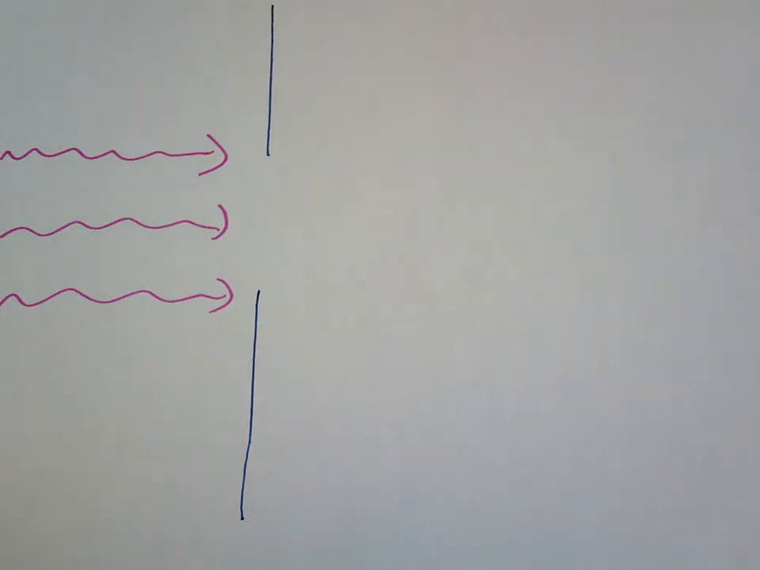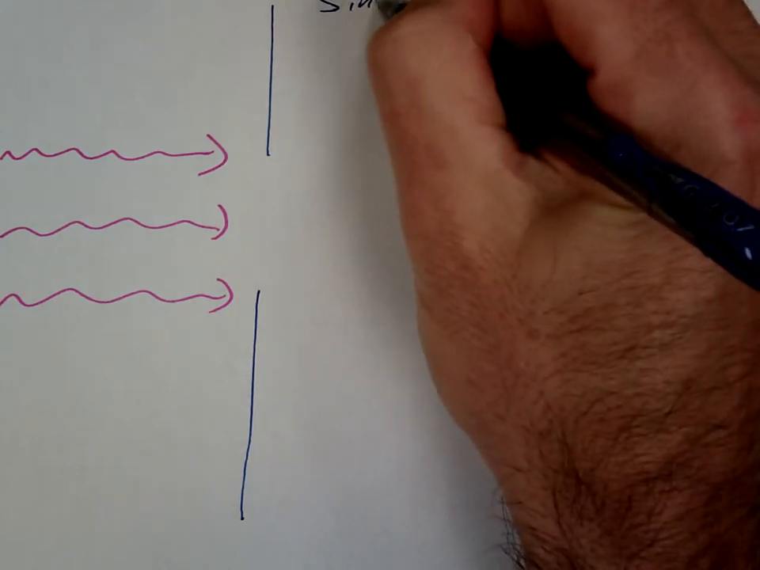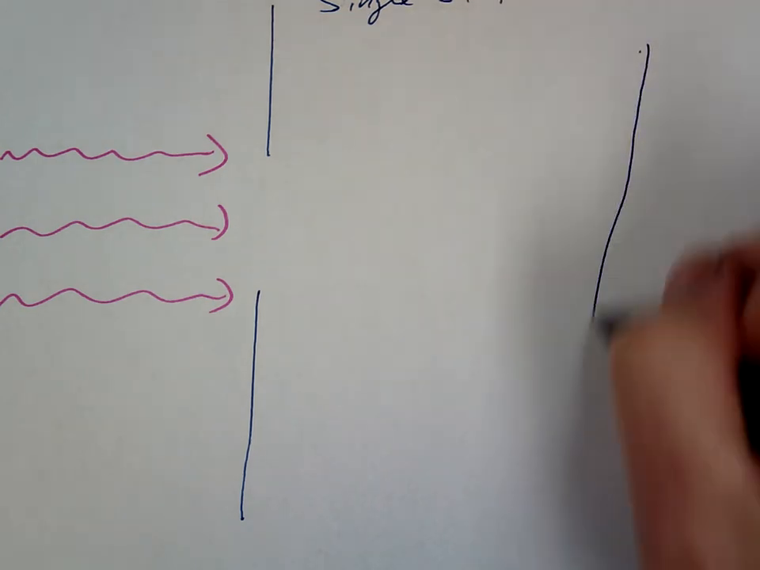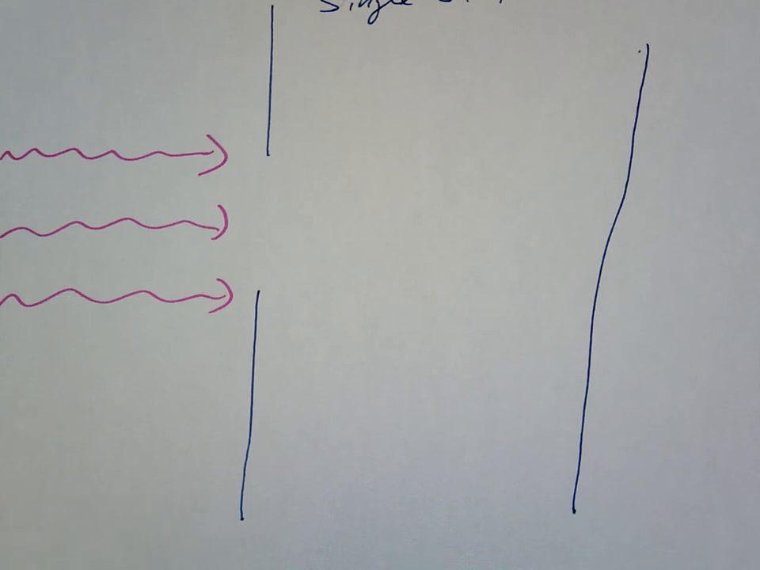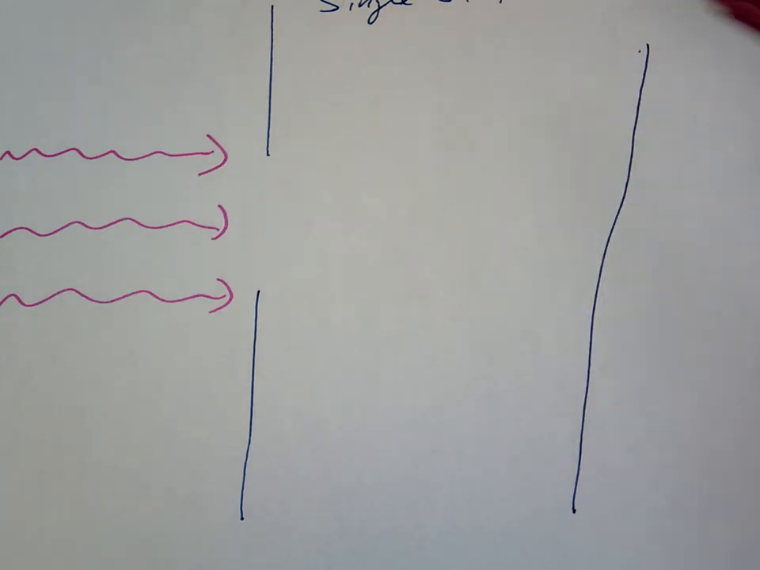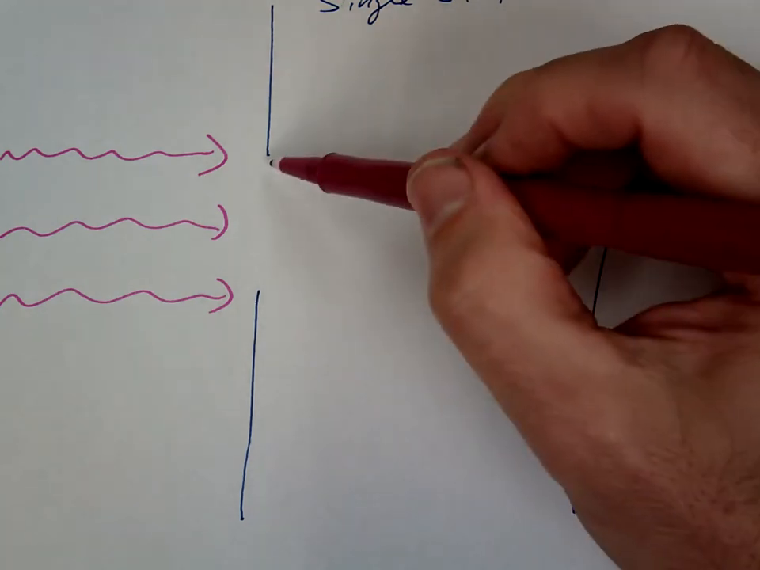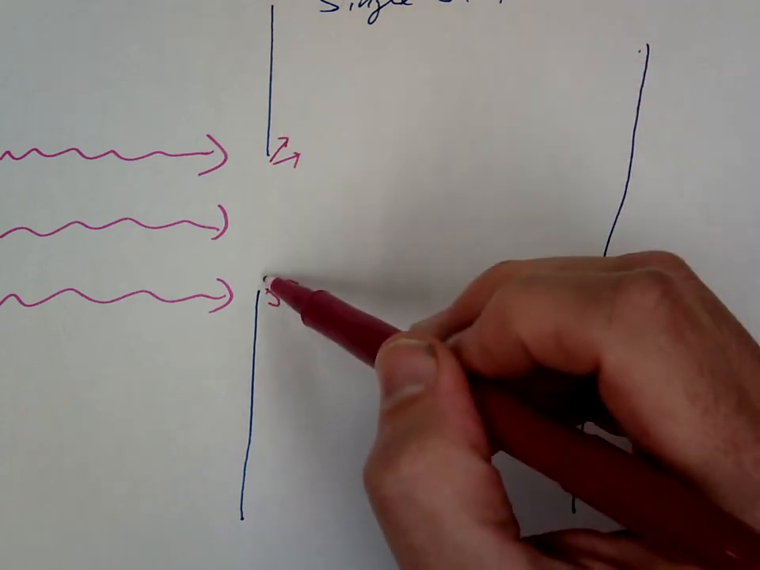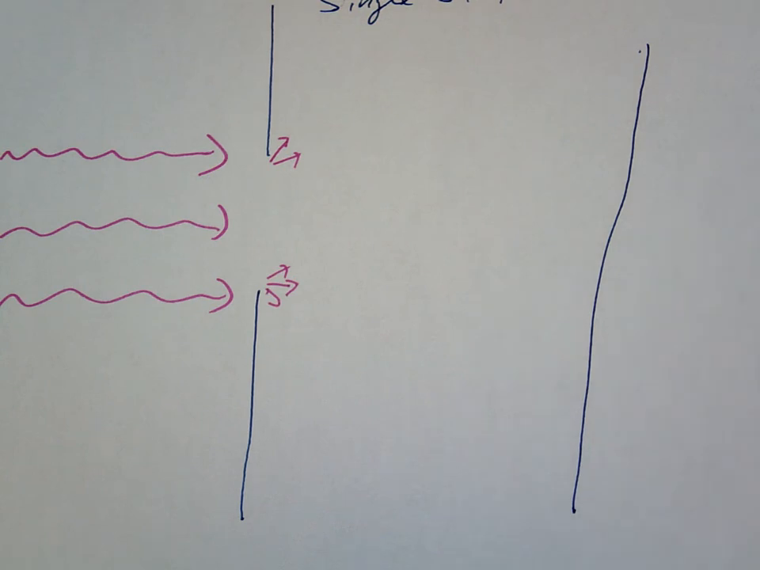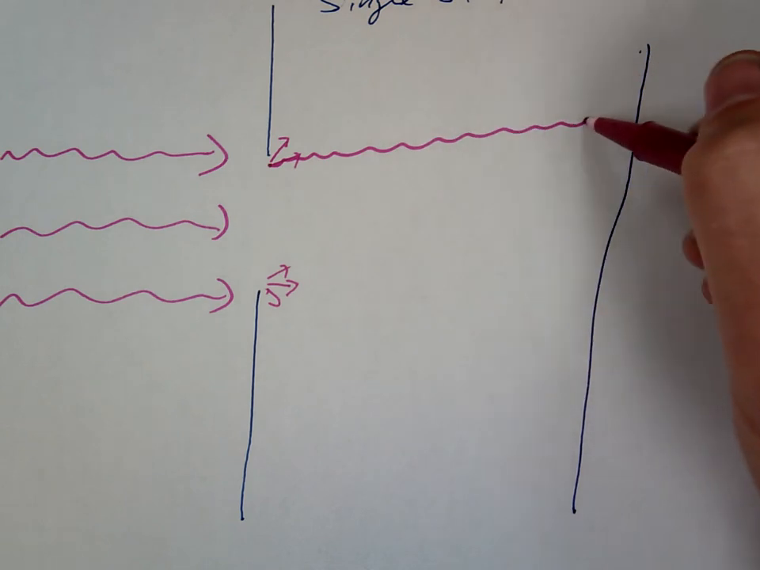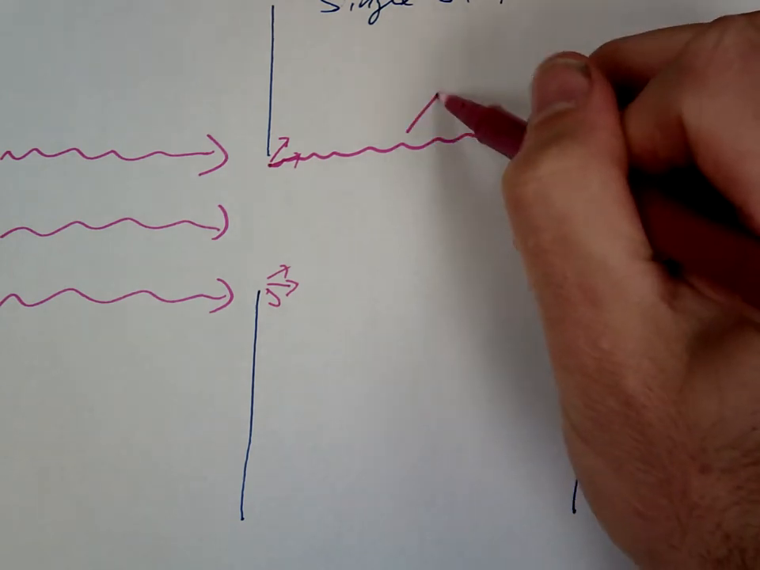Okay, so here's our single slit. Here comes the light. It's going to diffract at different angles, right? So we're going to take a beam and watch what it does. Let's say this one travels a distance A.